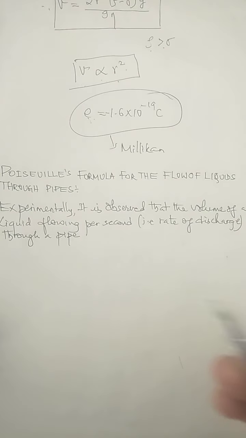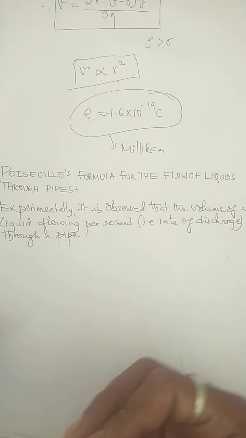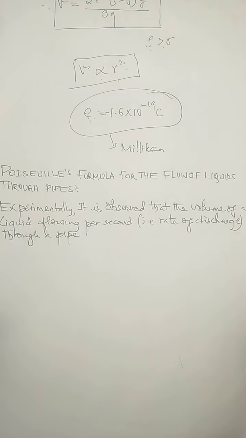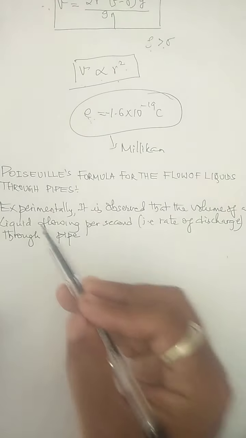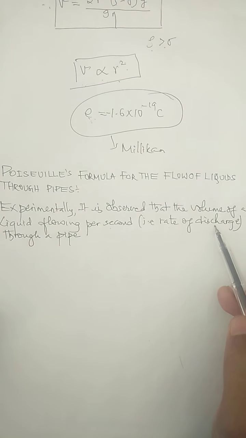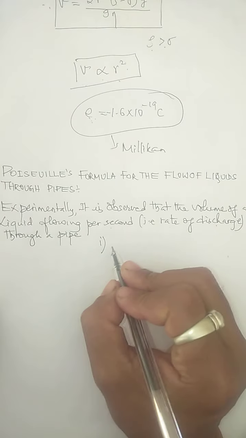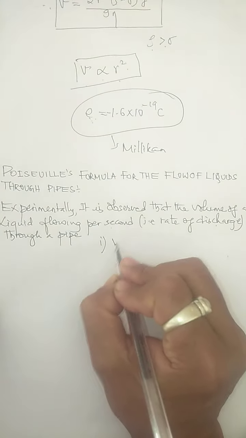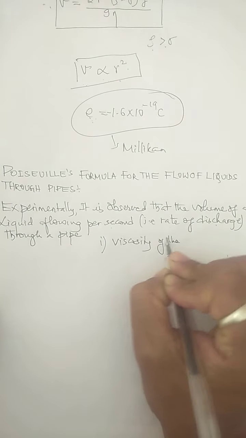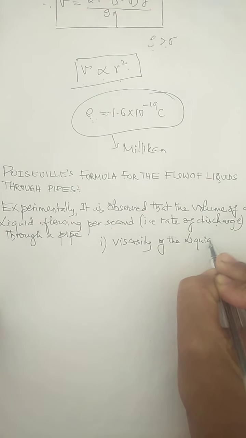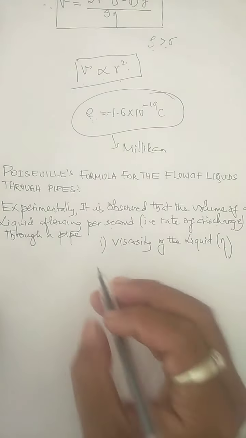So in order to derive the formula, Poiseuille performed an experiment, passing the liquid flowing through the pipe. It was experimentally observed that the volume of liquid flowing per second, also called the rate of discharge through a pipe, depends on three factors. The first factor is the viscosity of the liquid. Every liquid has viscosity, and you know viscosity of liquid is expressed by the symbol eta. So eta is the symbol we use for viscosity of liquid. Number one.